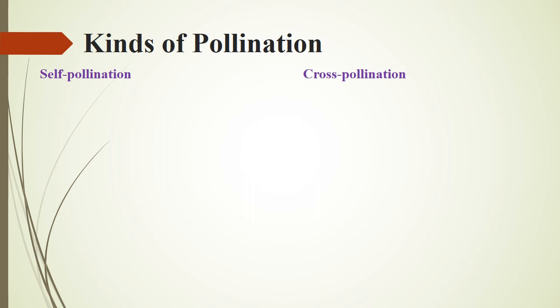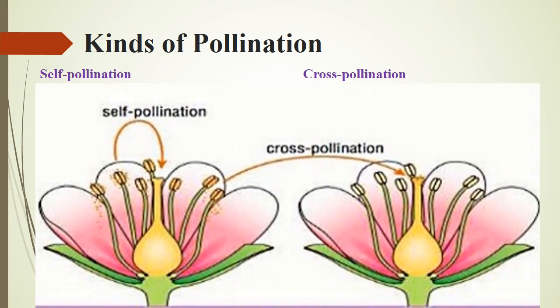So, the kinds of pollination. Dear students, there are two kinds of pollination, that is self-pollination and cross-pollination. In self-pollination, the transfer of pollen grains from the anther to the stigma of the same flower or another flower on the same plant is called self-pollination. The plants where self-pollination takes place are pea, tomato, rice plants, etc.